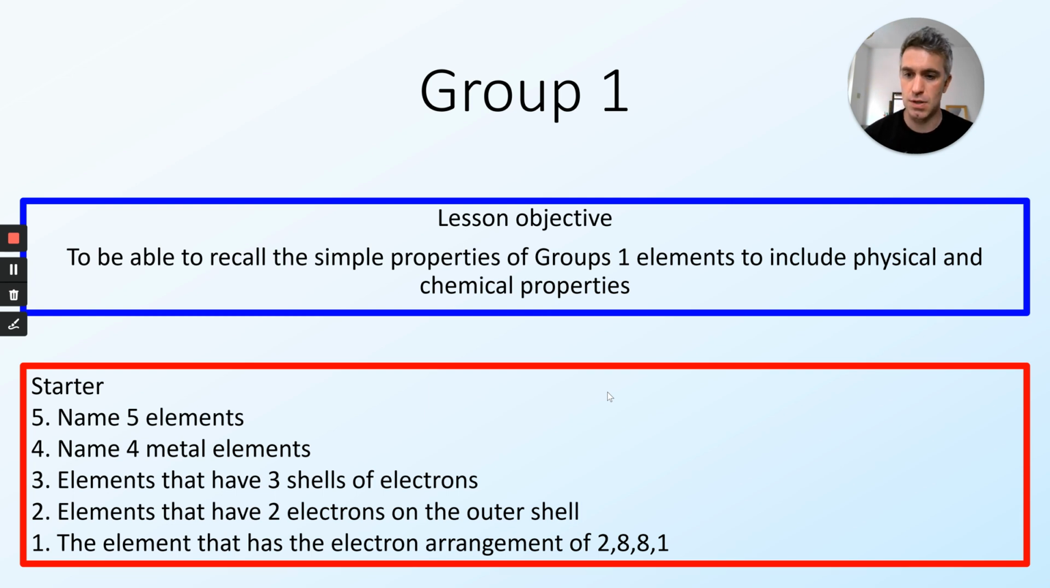So first thing, name 5 elements. Name 4 metal elements. 3 elements that have 3 shells of electrons. Elements that have 2 electrons in the outer shell. And last one, the element that has the electron arrangement 2881. Pause. Answer the questions. Go.